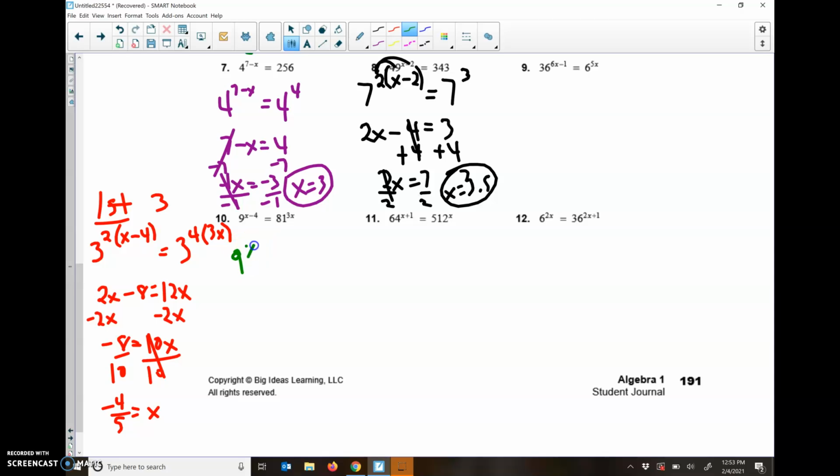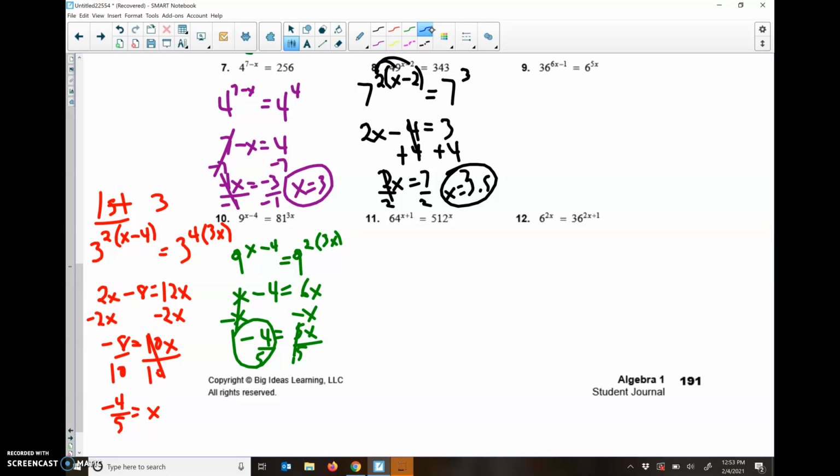So I could have 9 raised to the x minus 4. And then 9 squared is also 81. So I'm just going to add that and leave that 9 to the 4th the same. So x to the 4th over here, 6x over here. Subtract x, I get negative 4 equals negative 5x. Divide, divide, and guess what? You're still left with a 4/5 there. Negative 4/5, sorry.